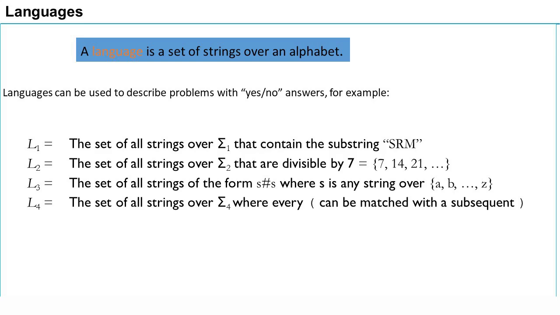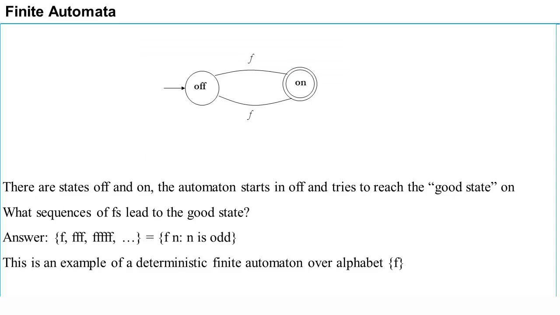For example, L1 is the set of all strings that contain the substring SRM. The set of all strings that are divisible by 7. The set of all strings where S is any string over the alphabet. The set of all strings where it has been matched with the subsequent strings. So you go for these types of examples. Next, finite automata.